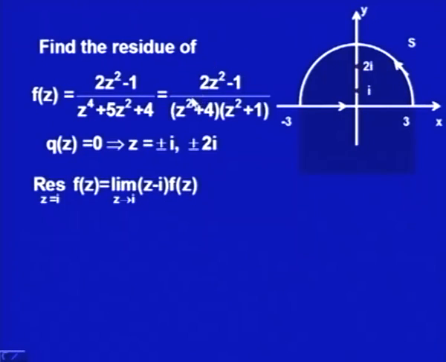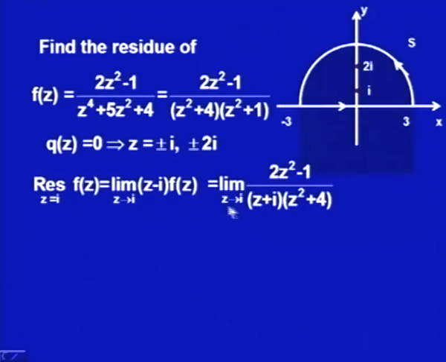This we could write as f(z) = (2z² − 1)/((z² + 4)(z² + 1)). This z² + 1 we could write as (z + i)(z − i). So, when we are multiplying it by (z − i), we would get it as (2z² − 1)/((z + i)(z² + 4)), limit as z is approaching i. That says is evaluate this function at z = i.